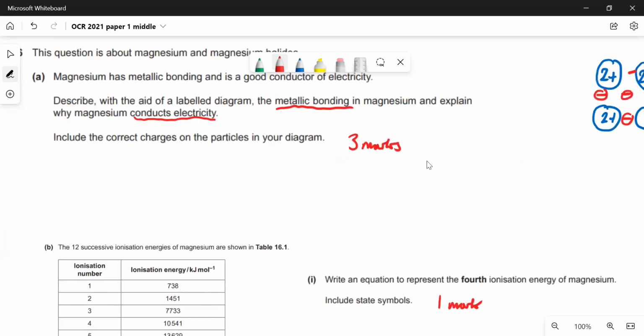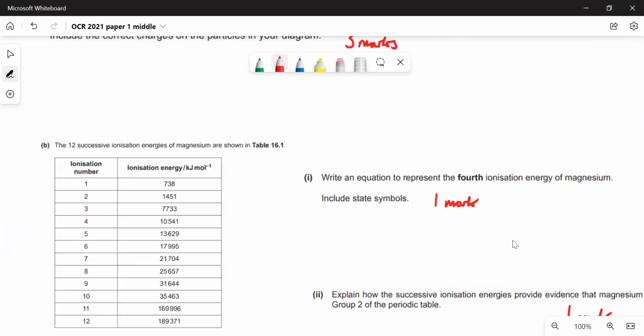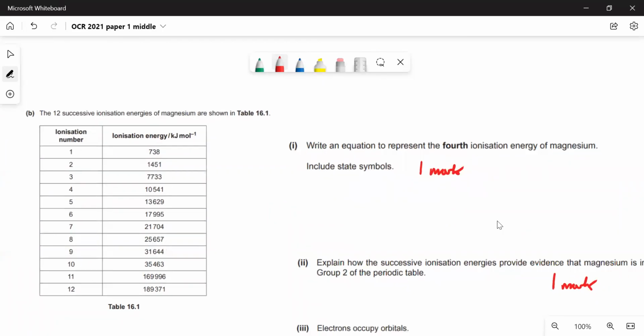Okay, so now on to the successive ionization energies of magnesium, from 1 to 12 there. Write an equation to represent the 4th ionization of magnesium. So that's when it's losing its 4th electron, so it's already lost 3. It's going to start off as an Mg3+ ion, and that's always in the gaseous state, that's the state symbol there. It's going to lose 1 more electron and form Mg4+, which is also a gas, and an electron. Don't really need the gas for the electron.